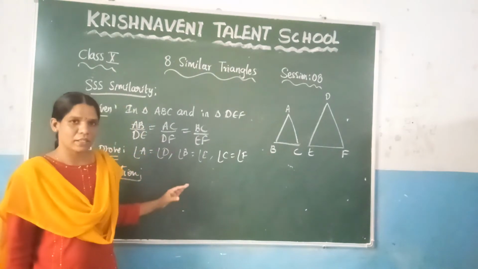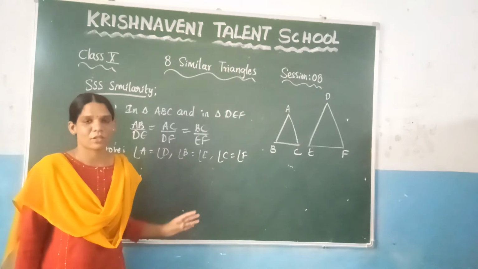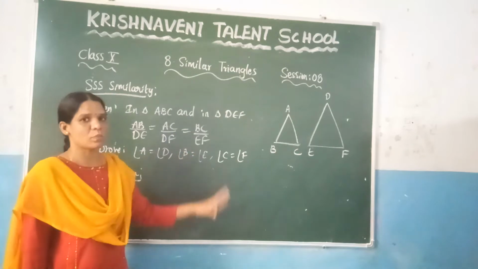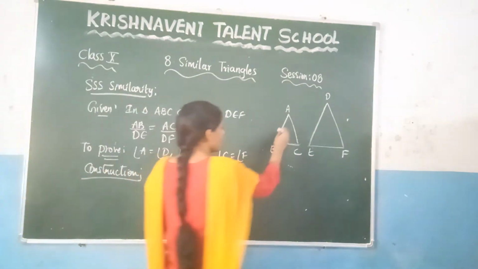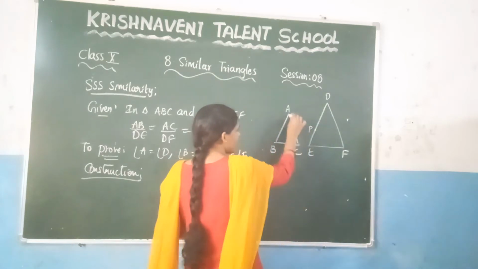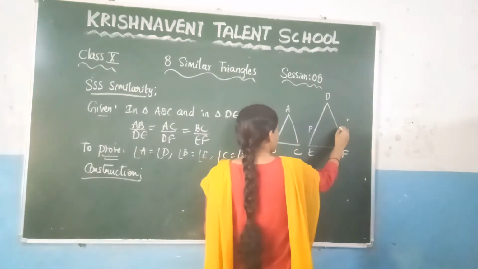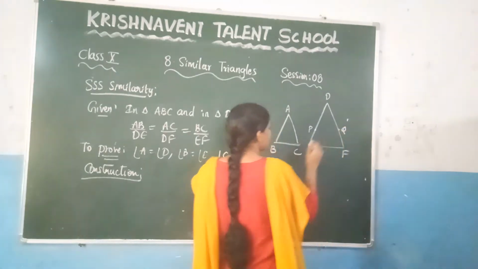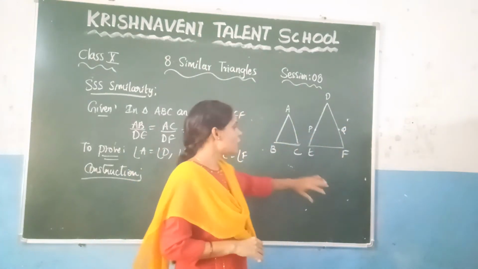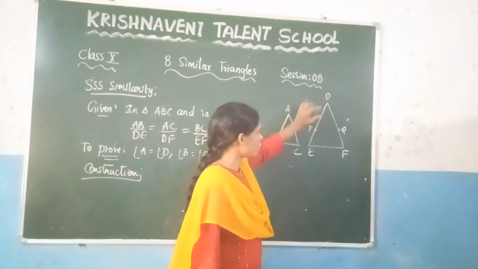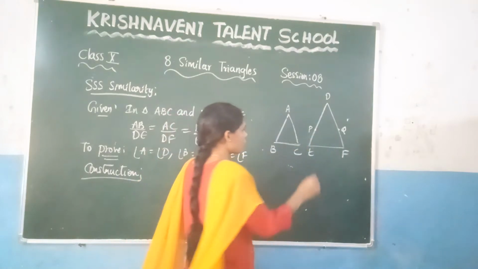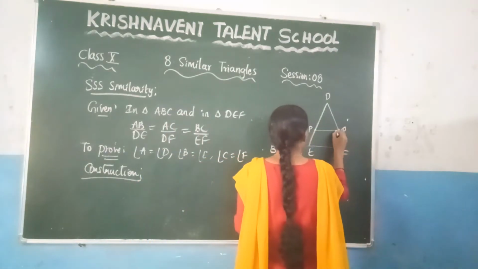We need to use here the congruency concept, so what we need to do is construct one more triangle such that the length of AB must be equal to the length of DP, and similarly the length of AC must be equal to the length of DQ. We need to choose 2 points on the bigger triangle DEF, such that the length of AB is equal to the length of DP, and the length of AC is equal to the length of DQ. And after that we have to join P and Q.